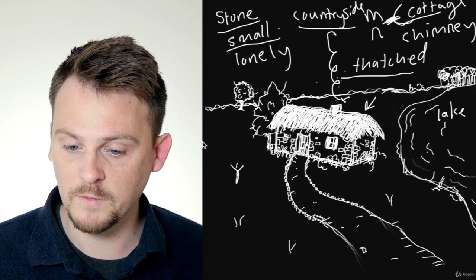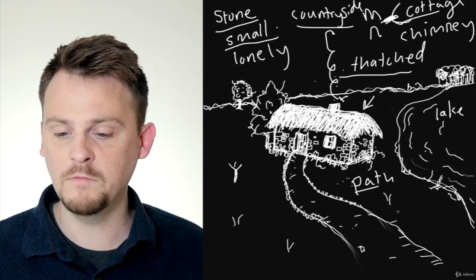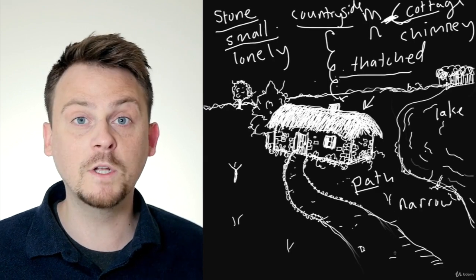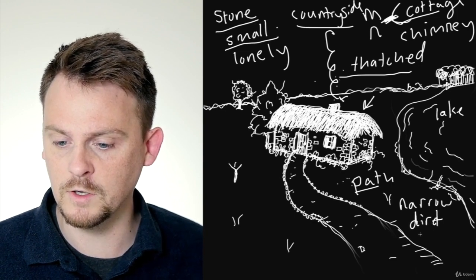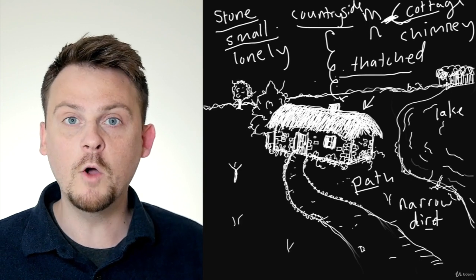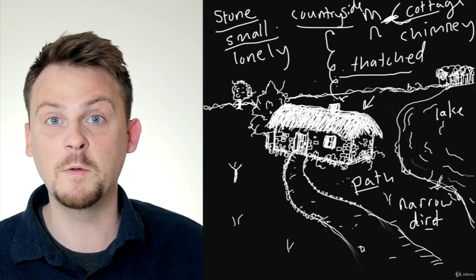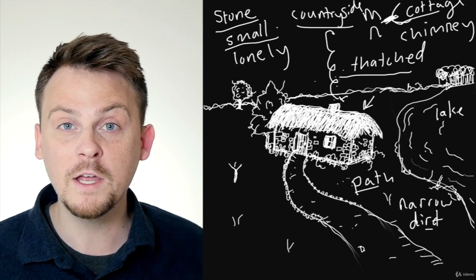This is called, let's call this a path. And an adjective for the path, maybe narrow. And what's the material of the path? Well, it's dirt. It's a dirt path. D-I-R-T. So notice that it's not only the first main noun that I'm adding more adjectives to. I'm doing it for several of them.